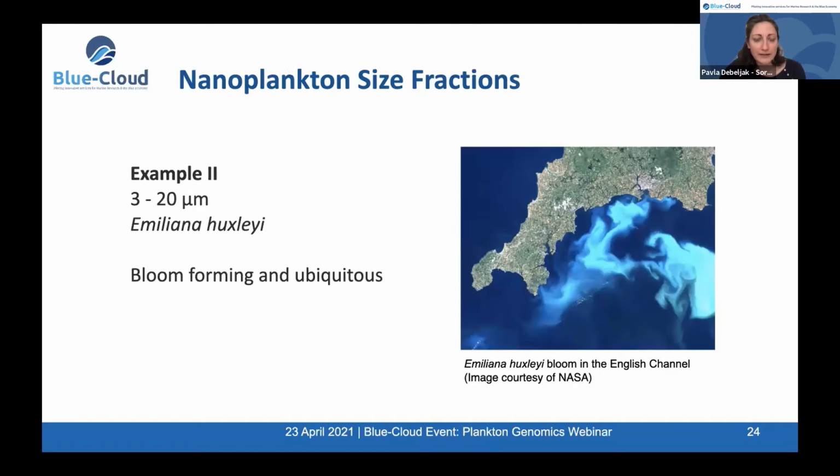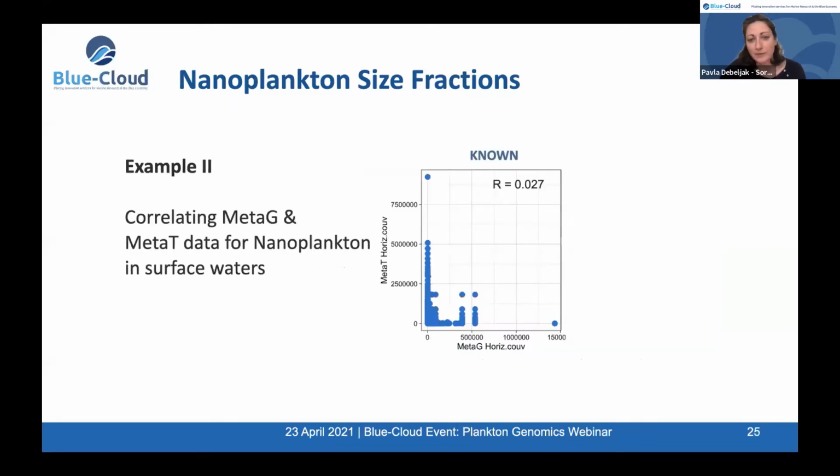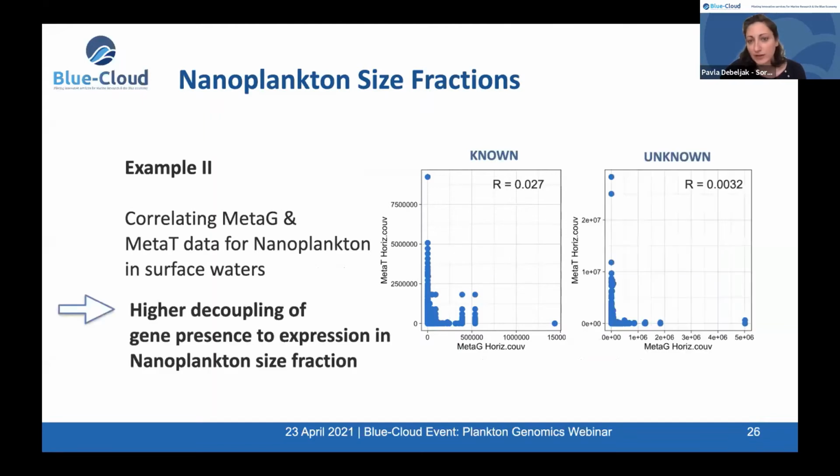What I'd like to showcase here is, until now I've been talking about the metagenomes, so we can add the metatranscriptomic data. Here is a plot that actually shows the metatranscriptomic versus the metagenomic data. So it's somehow like when you would have a culture and you would look at the DNA versus RNA. And if we compare this to the known and the unknown, we see a decoupling between these two datasets, which seems to be higher in the nanoplankton fraction as well for the unknowns.